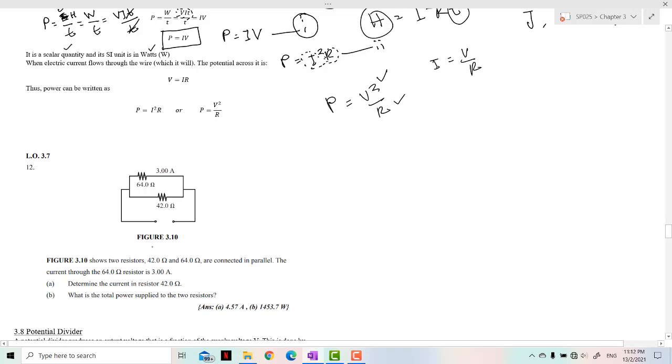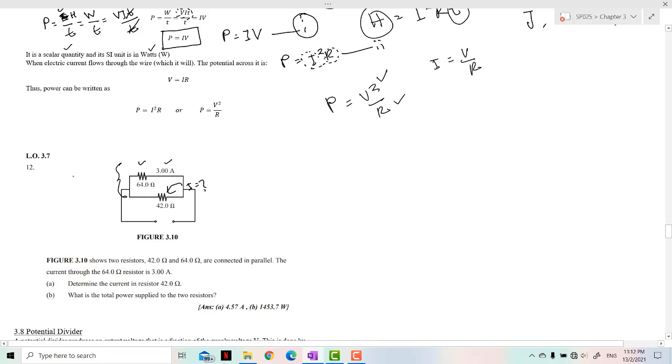So this question, figure 3.10 shows two resistors, 42 ohms and 64 ohms, connected in parallel. The current through the 64 ohm resistor, which is this one, is 3 amps. So it asks us to determine the current in the 42 ohm resistor. This is the standard type, because it's parallel, we could try to find R effective. You can see this is parallel, right?